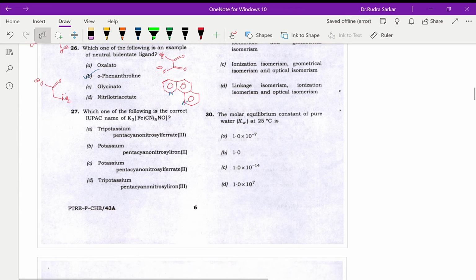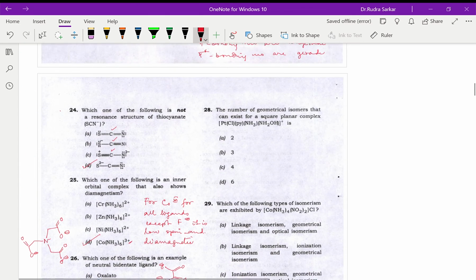Next question: which one of the following is the correct IUPAC name? We never use di, tri, tetra, penta for the cation. So over here it should begin with potassium first of all. Then for the complex we have to mention the ligand names first. For nitrosyl and cyano, C comes first, so it should be cyano. So potassium pentacyanonitrosyl, and since the iron is present within the anionic complex, it should be ferrate. So the correct option should be C.